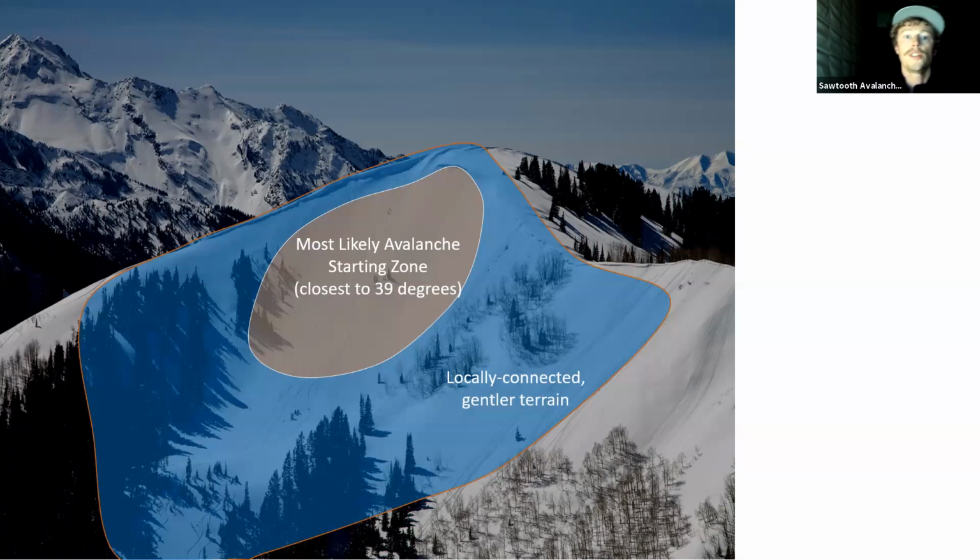So here in this image, we have the gray blob in the center, which is where the avalanche is most likely to occur. So that's where the start zone of this particular path is most likely and most common to occur.